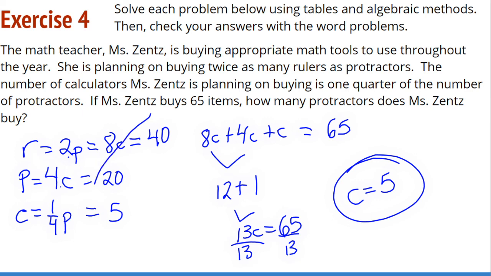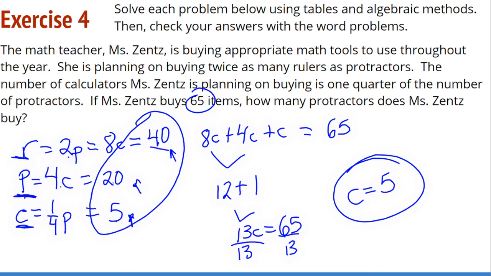Quick check here, does this total 65? 40 plus 20 plus 5 is 65. All right, my total is good. Do I have 1/4 as many calculators as the protractors? 5 is 1/4 of 20. Do I have double the number of rulers that I have of protractors? 40 is double 20. So yes, I'm good to go. Now the answer to the question is, how many protractors does Ms. Zentz need to buy? Ms. Zentz needs to buy 20 protractors.